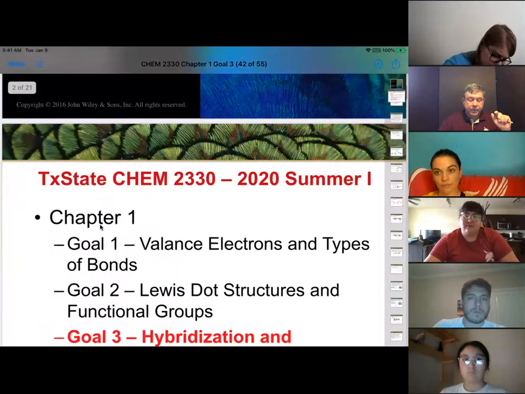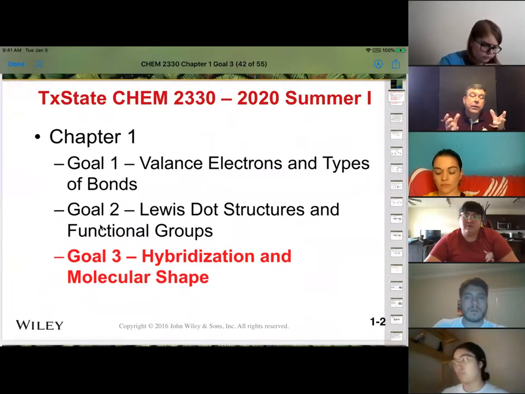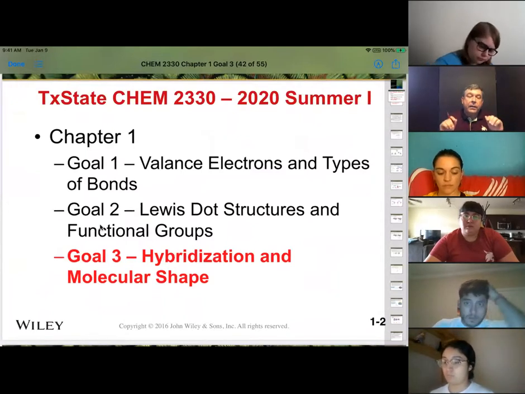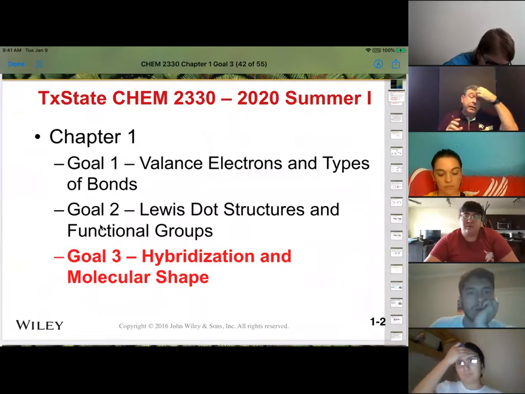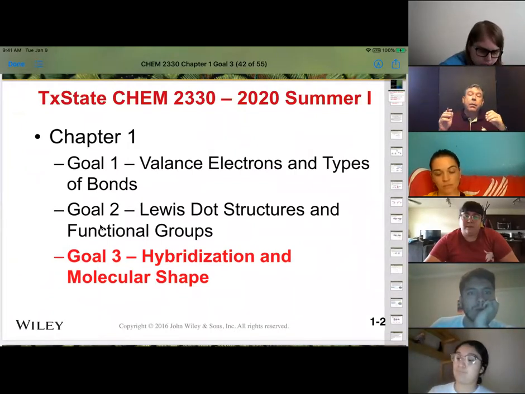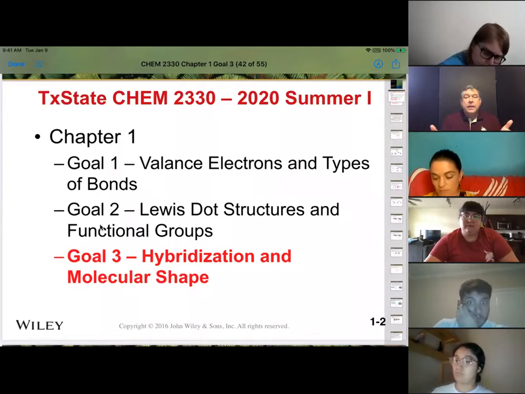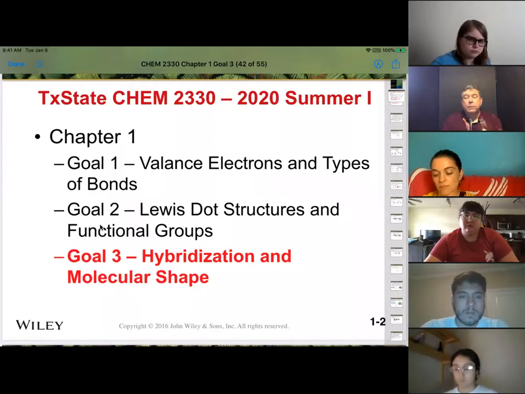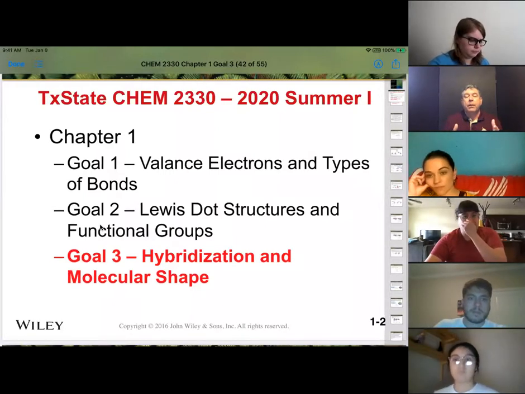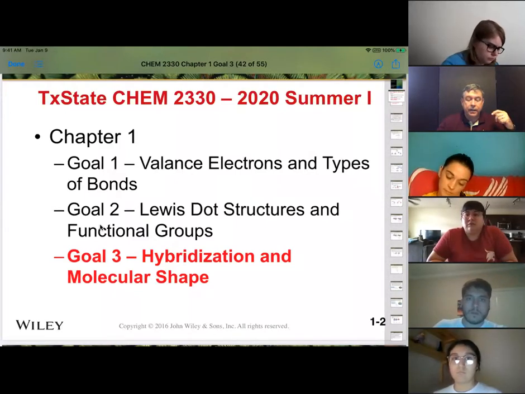So goal 3. Now that we know where the electrons that we're using are and how they bond, and now that we can make a valid structure using our Lewis dot structures and looking at our functional groups, we also need to now think about the molecular shape. We've been drawing these all in 2 dimensions so far, but life is not in 2 dimensions. They have a 3rd dimension to it. Now, the way we get to those 3rd dimensions is what we call hybridization. So let's talk about hybridization and molecular shape.